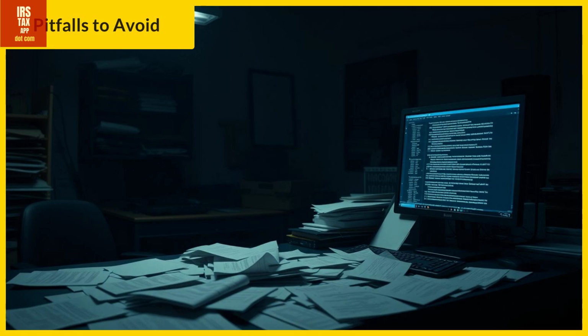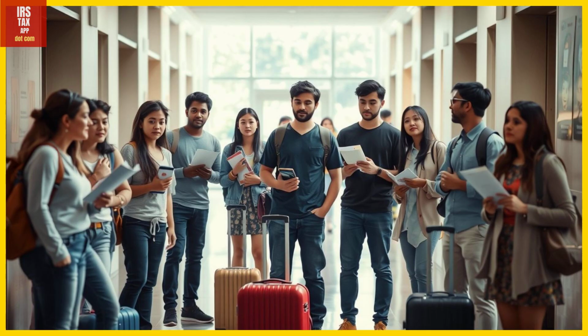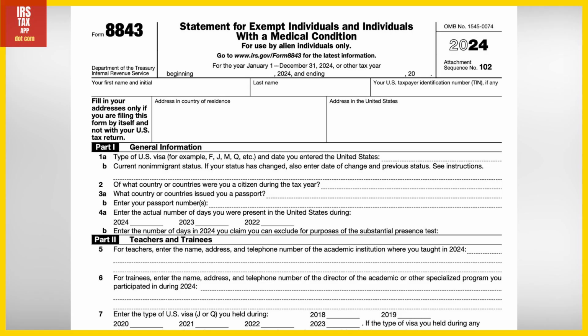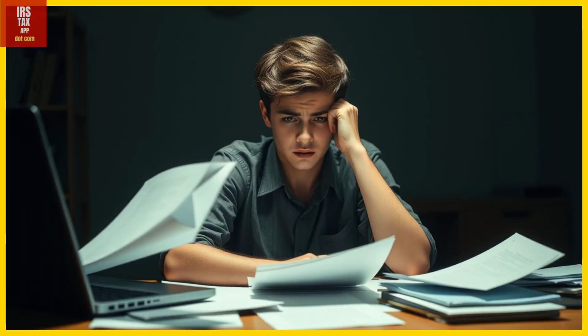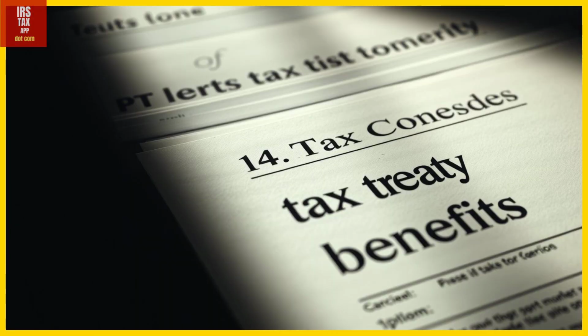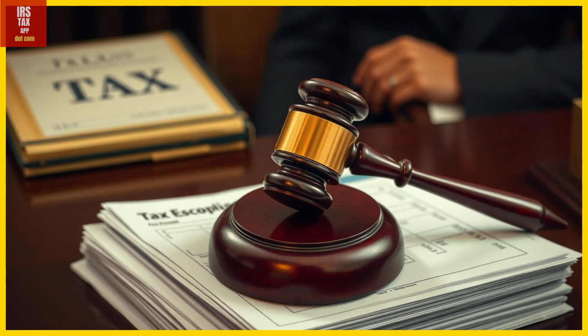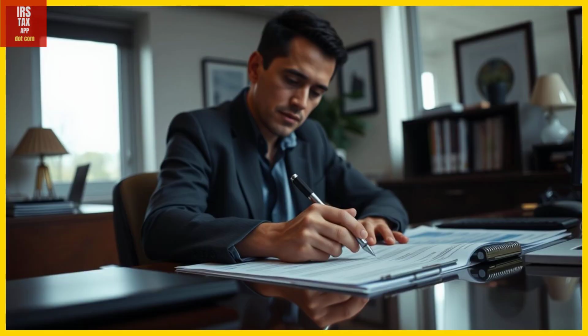Common pitfalls to avoid. Here are some common mistakes international students make. Filing the wrong form. Using Form 1040 instead of 1040-NR can result in incorrect tax treatment. Not filing Form 8843. This is required for all non-resident alien students, regardless of whether you had income. Missing tax treaty benefits. Not claiming available treaty benefits can cost you money. Forgetting to report worldwide income if you become a resident alien. Once you're a resident for tax purposes, you must report all income.